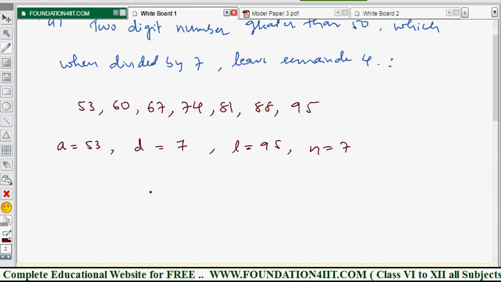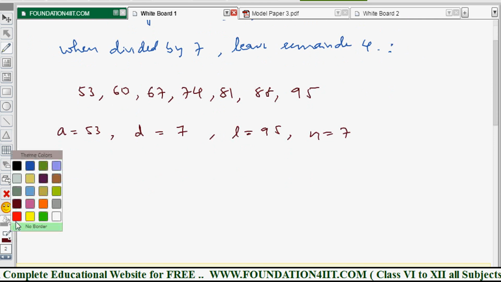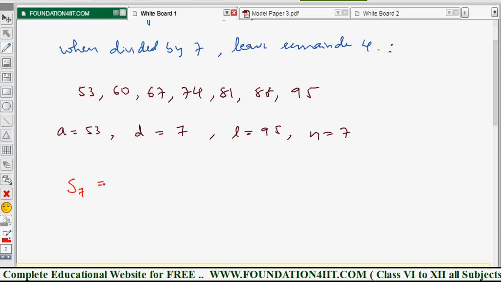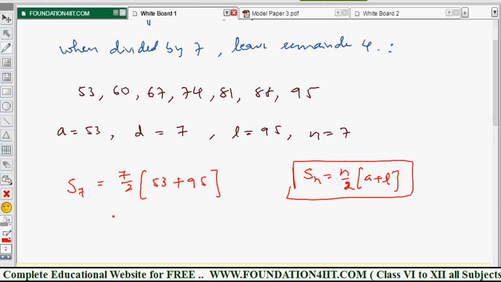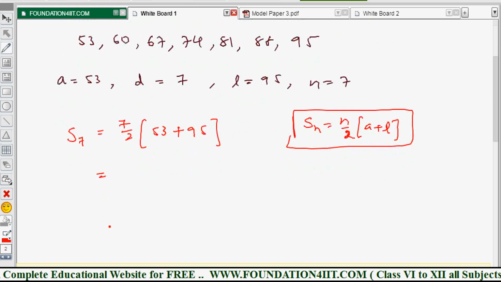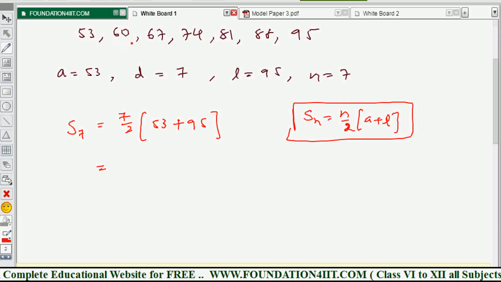We can use any formula. Now we can use the Sn formula, the sum of 7 terms, right? Sn is equal to n by 2 into (a plus l). This formula I apply for this. It is the sum of 7 terms, that means 53, 60, 67, all up to 95. If you add, you will get the answer.